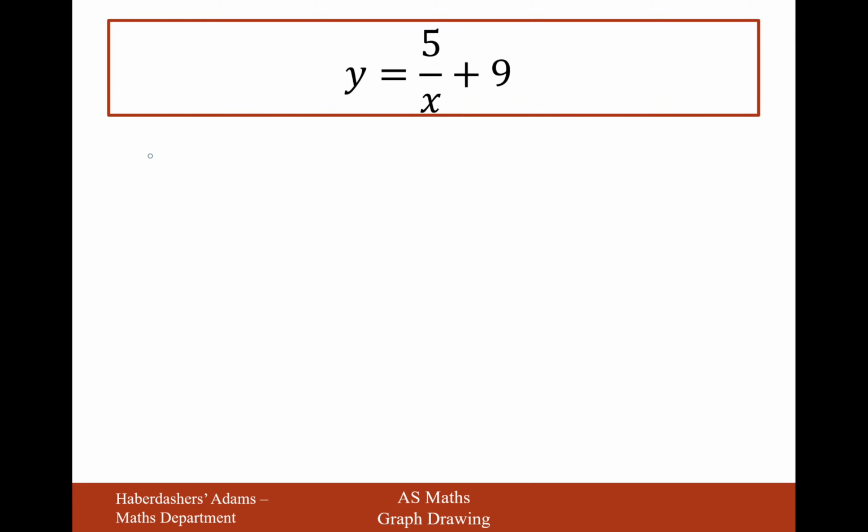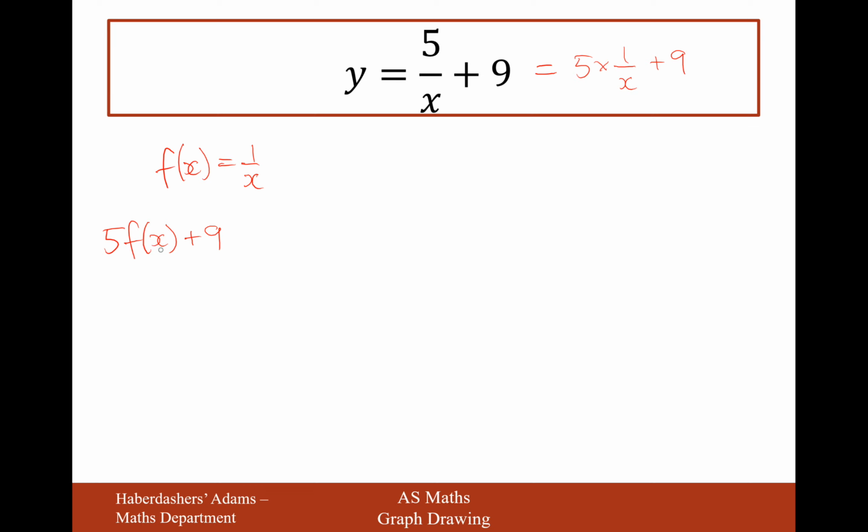Right then, moving on to the next one. So in this question here, what I'll probably do is think about this as 5 times 1 over x, plus 9. So that's how I'll think about it. Therefore the parent function of this graph is going to be 1 over x, and the transformation is going to look like 5 times f of x, plus 9 on the end.